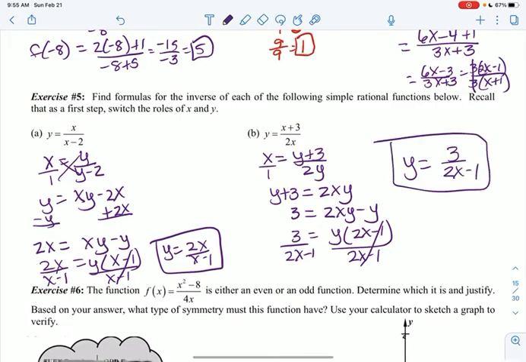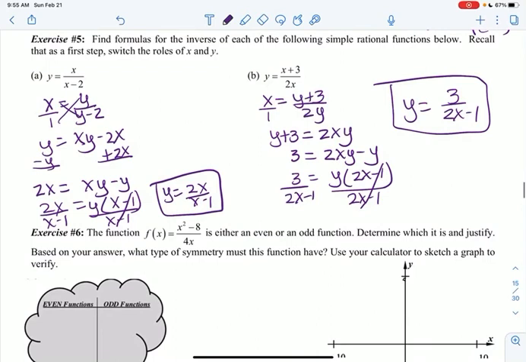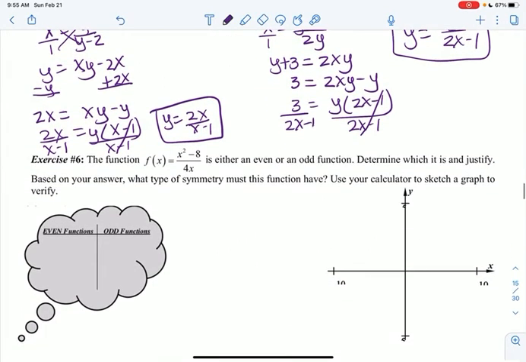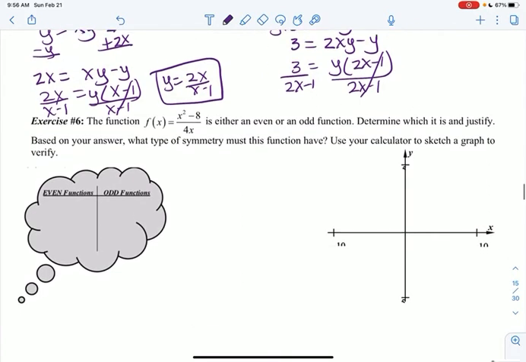All right, so some stuff that we did before, but now obviously it's a little bit harder because of the fractions. All right, and last one, I have a function f of x equals x squared minus 8 over 4x. It's either an even or an odd function. Determine which it is and justify, based on your answer, which type of symmetry must this function have. Use your calculator to sketch a graph and verify.